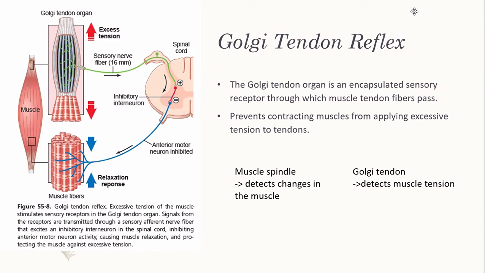Let's now talk about, so yung muscle spindle is the sensory input in a reflex arc at the belly of the muscle fiber. Whereas Golgi tendon is more on the tendon. So ganun din siya. So the Golgi tendon organ is an encapsulated sensory receptor through which muscle tendon fiber pass. It prevents contracting muscles from applying excessive tension to the tendons. So muscle spindle detects changes in the muscle, whereas Golgi tendon detects the muscle tension.